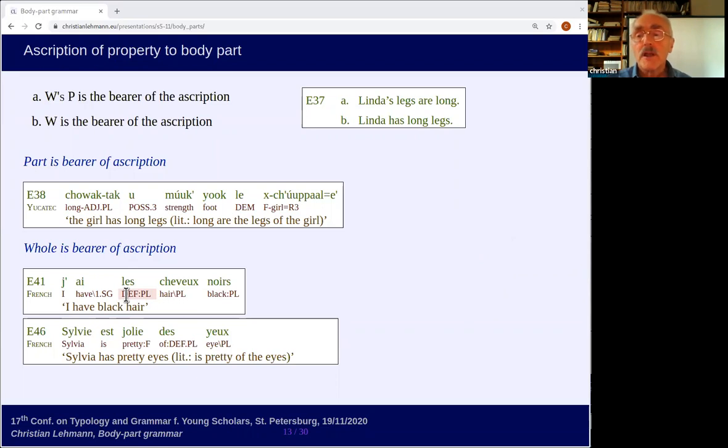Thus, the point of the predication is not the ascription of possession of P, but the specific property of this P. In addition to these patterns inherited from the ascription of possession, there is a construction which ascribes the property to W in a copular clause, as in example 48. Sylvie est jolie des yeux, but literally, Sylvie is pretty of the eyes. Here, the predication ascribes the property to the whole instead of the part, adjoining the part in a kind of limitative attribute. This really means with respect to the eyes.